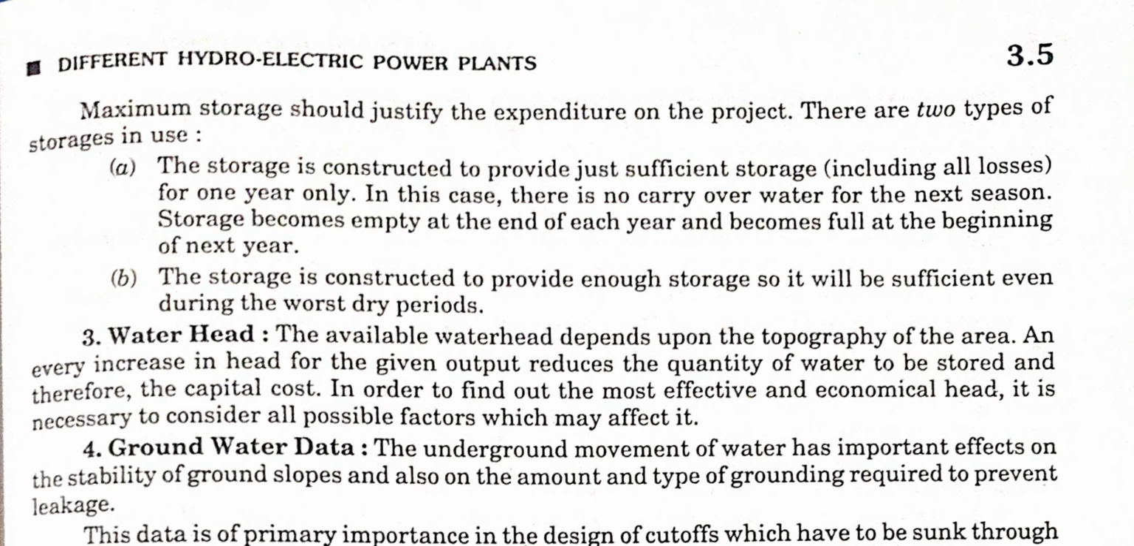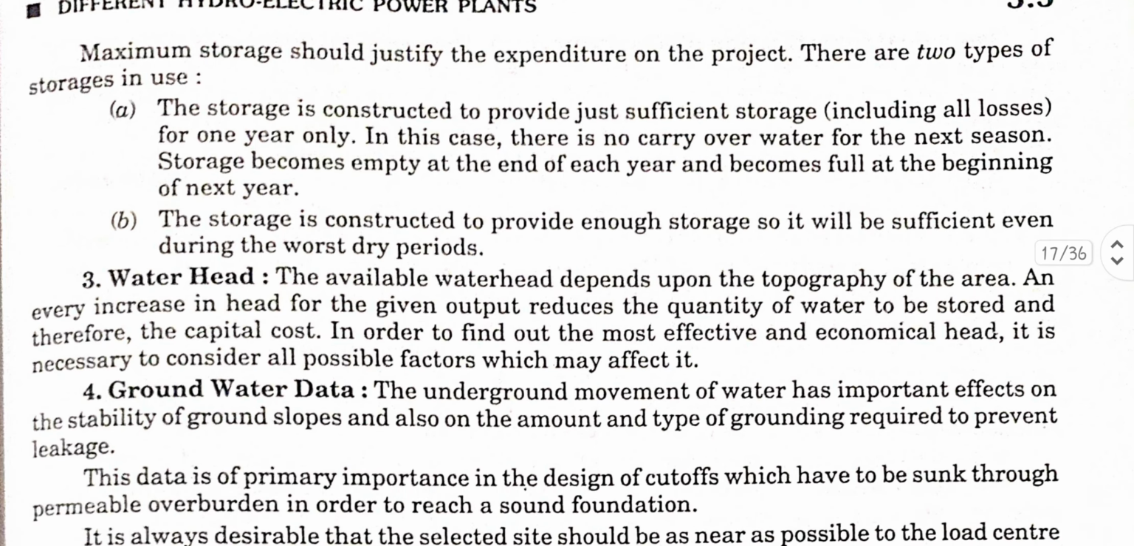Maximum storage should specify the expenditure on the project. There are two types of storage in use. First, the storage is constructed to provide just sufficient storage for 1 year only. In this case, there is no carry over water for the next season. Storage becomes empty at the end of each year and becomes full at the beginning of the next year. Second, the storage is constructed to provide enough storage so it will be sufficient even during the worst dry period.